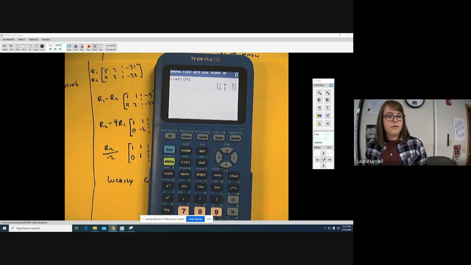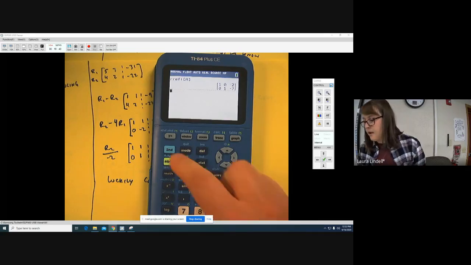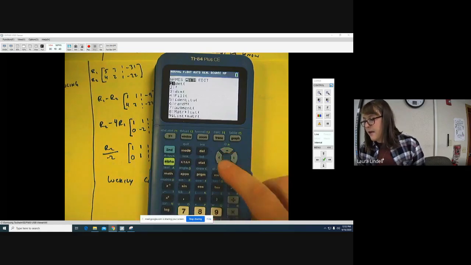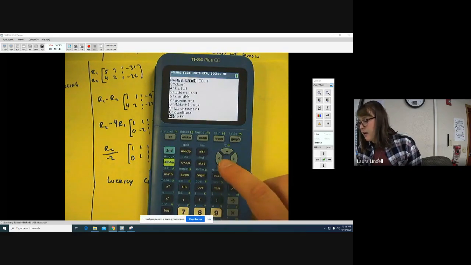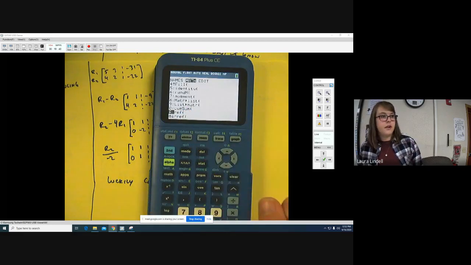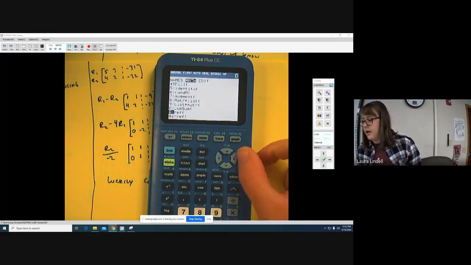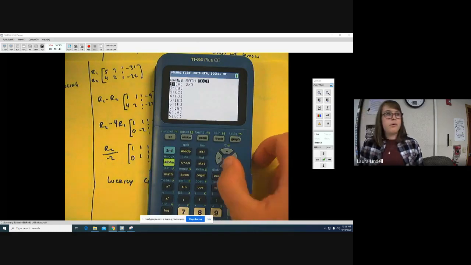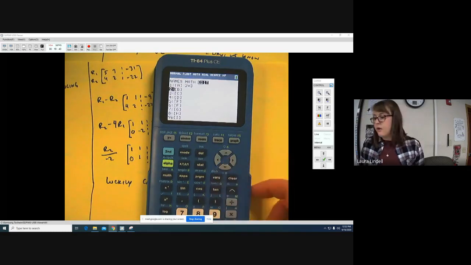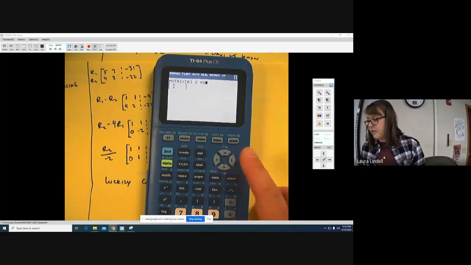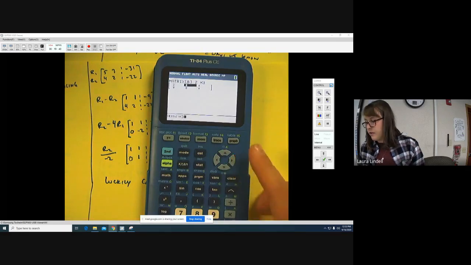So instead of doing all the work of row reducing, it can row reduce your matrix for you. If you just wanted reduced echelon form, if you went second matrix under math, that's just reduced echelon form. If you go to edit, and let's say we wanted to put in a different matrix. Let's say I wanted to edit matrix B and make it a 2x3 as well. And let's say I did 2, 3, 5, 9, negative 23, 36.